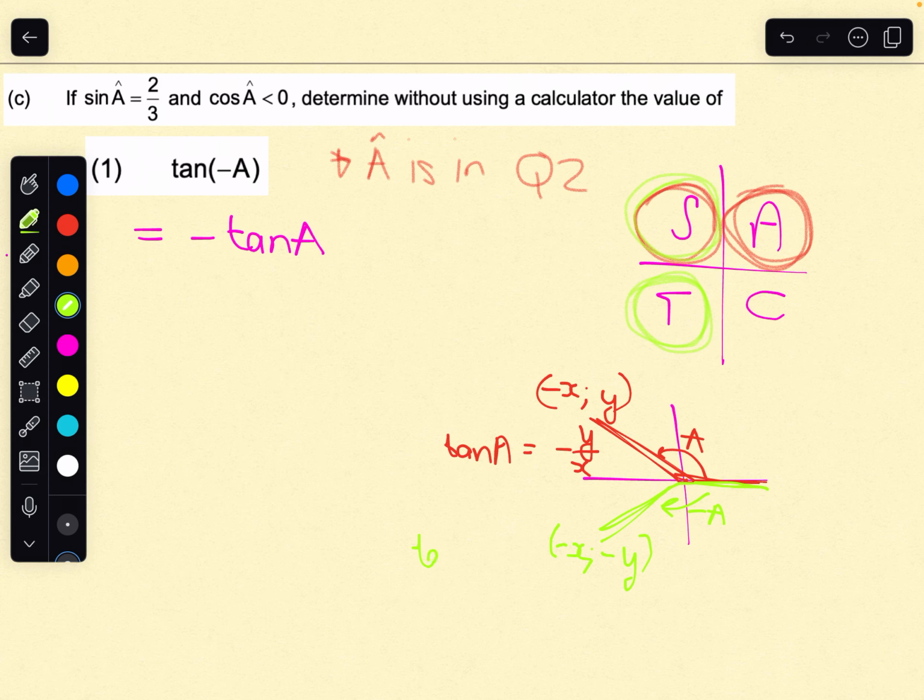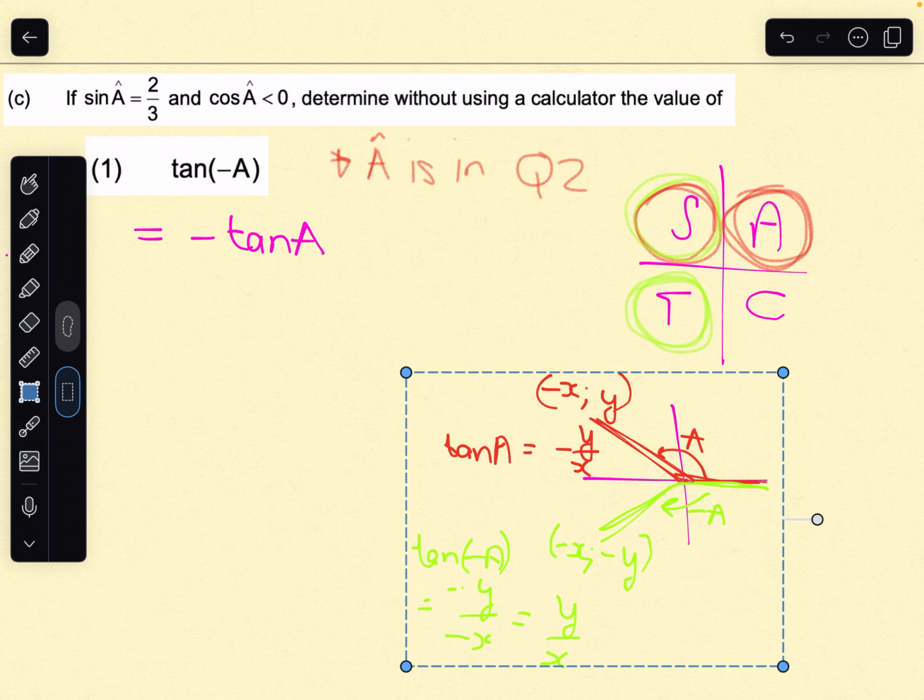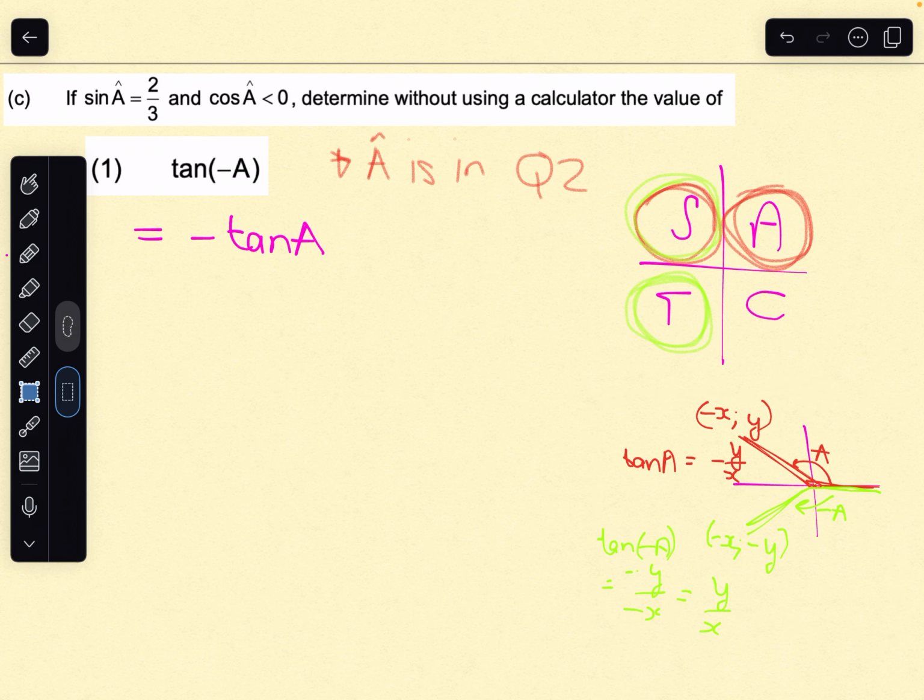And tan of negative a would be minus y over minus x, which is just the same as y over x. And so indeed the tan ratio of this guy is the negated version of tan a, right? So basically this is true, even though our a is not acute. We use acute angles to help us remember the ratios because it's in the name, they are acute. Anyway, so forward we go.